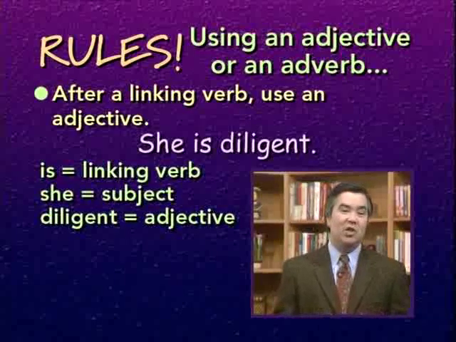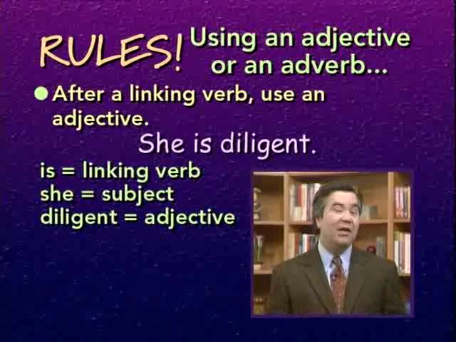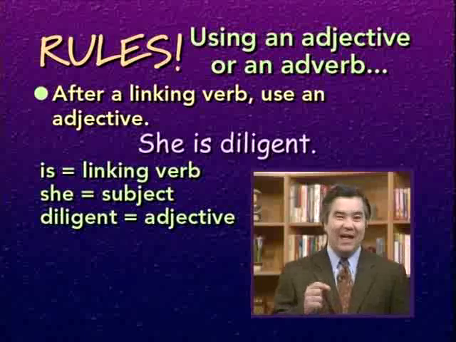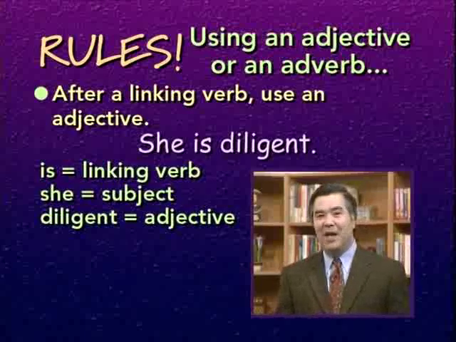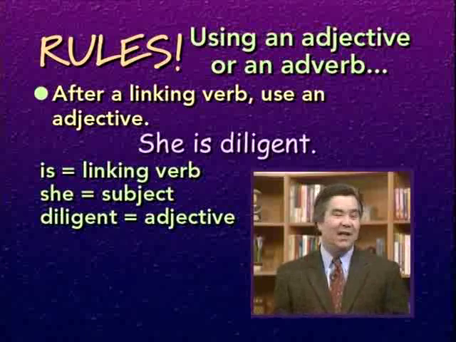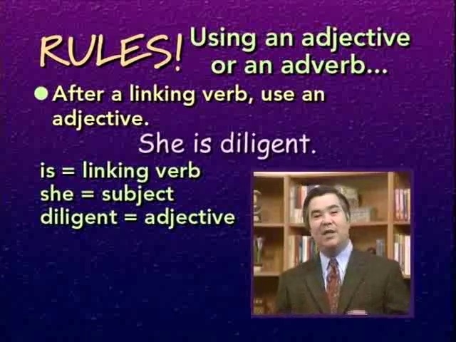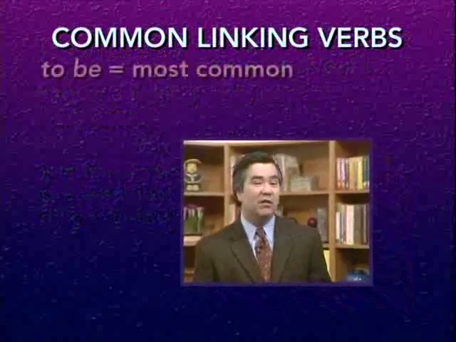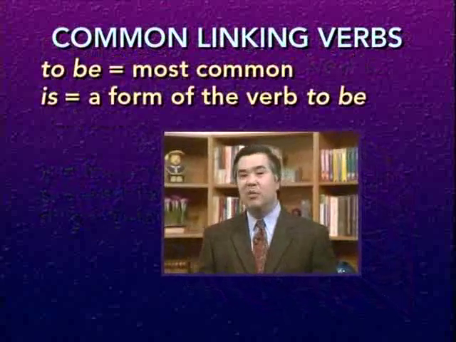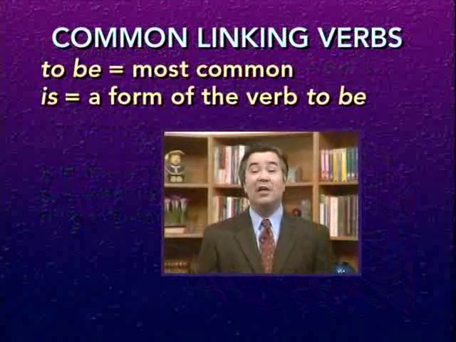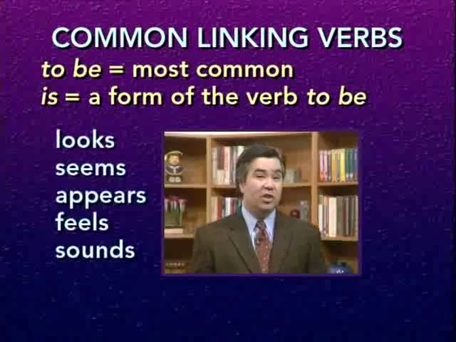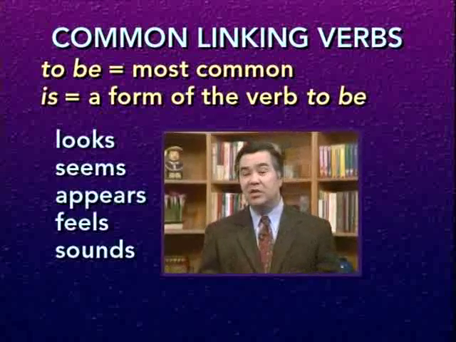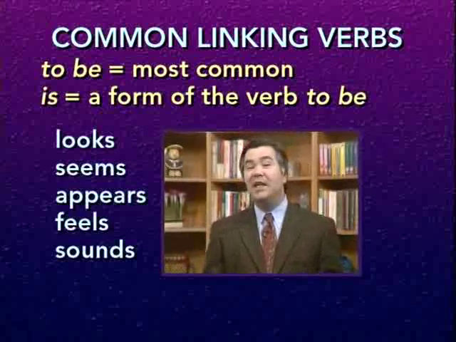Remember that an adjective is used to modify or give more information about a noun or pronoun. Since diligent refers back to the pronoun she, an adjective rather than an adverb is correct. So in a sentence that contains a linking verb, you generally want to follow it with an adjective, not an adverb. Now, the most common linking verb in English is the verb to be, and is a form of the verb to be. But there are many other linking verbs in English. Looks, seems, appears, feels, sounds. All of these can be linking verbs.